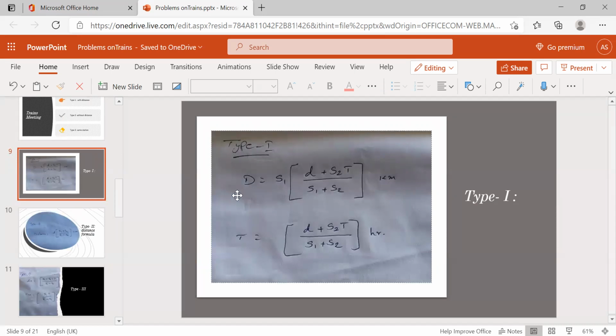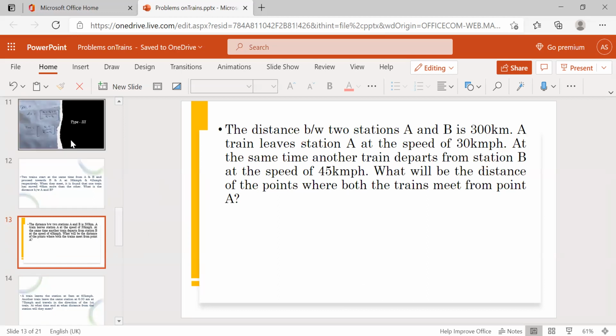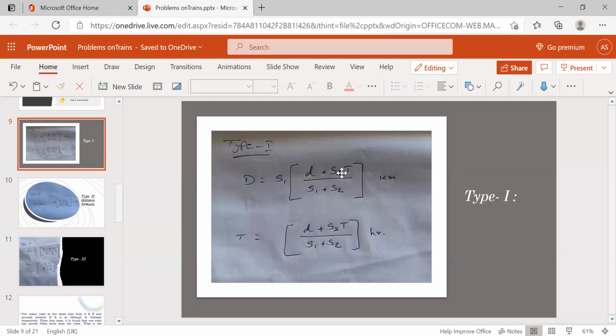For that, the formula is: distance D equals S1 into D by S1 plus S2. Here D is the distance between the stations, which they have given, 300 kilometers. So the formula is D plus S2 into T by S1 plus S2. This is the type 1 formula.